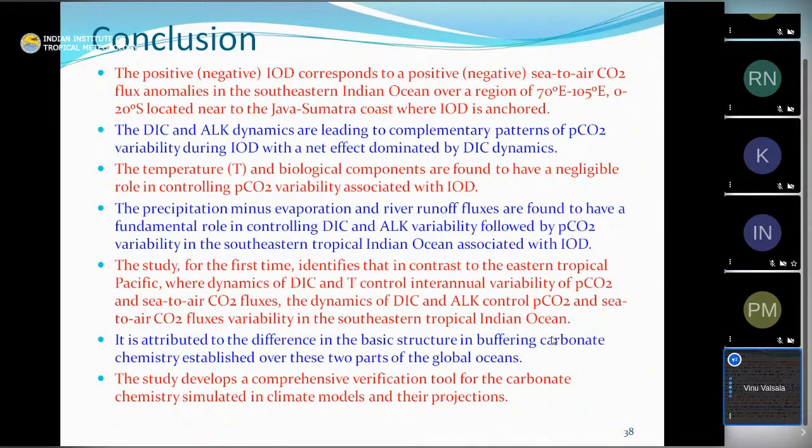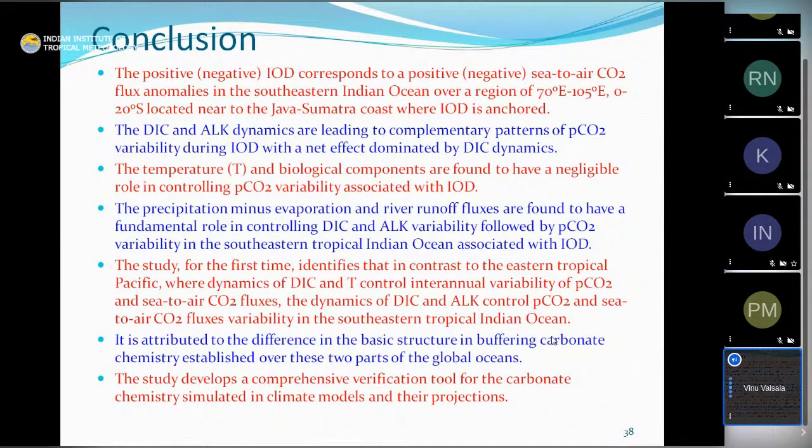And why is this happening? Because the difference is that the basic structure of the buffering carbonate chemistry established in these two parts of the global ocean is totally different. One is a highly precipitation-driven mechanism. The other is mostly an upwelling-driven mechanism. Okay, so that difference is there.